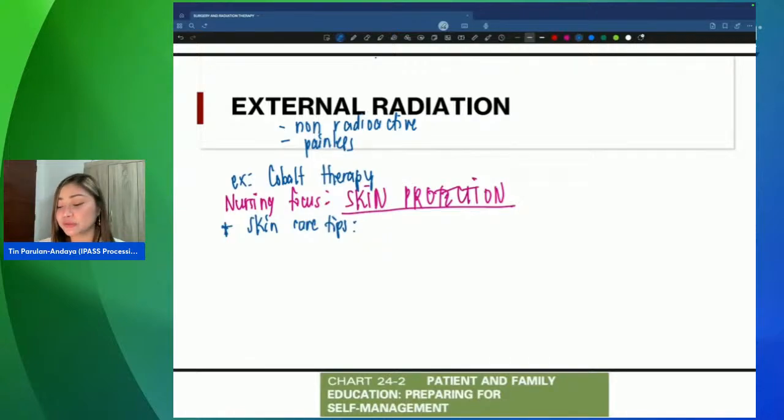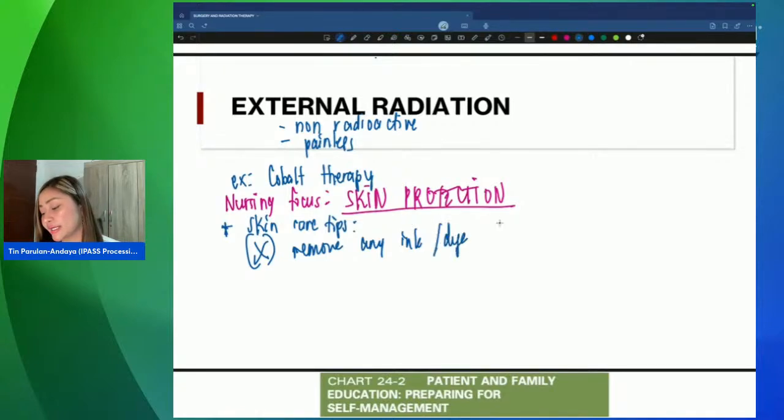So it's very important to what? Do not remove any ink or dye, that is the marking, or the tattoo marking. Why? Because this will guide the radiation beams to the exact location. So anything that reflects breaking the skin integrity, removal of the tattoo or the dye marking, is a big no-no. How about the application of powder, ointment, lotion?